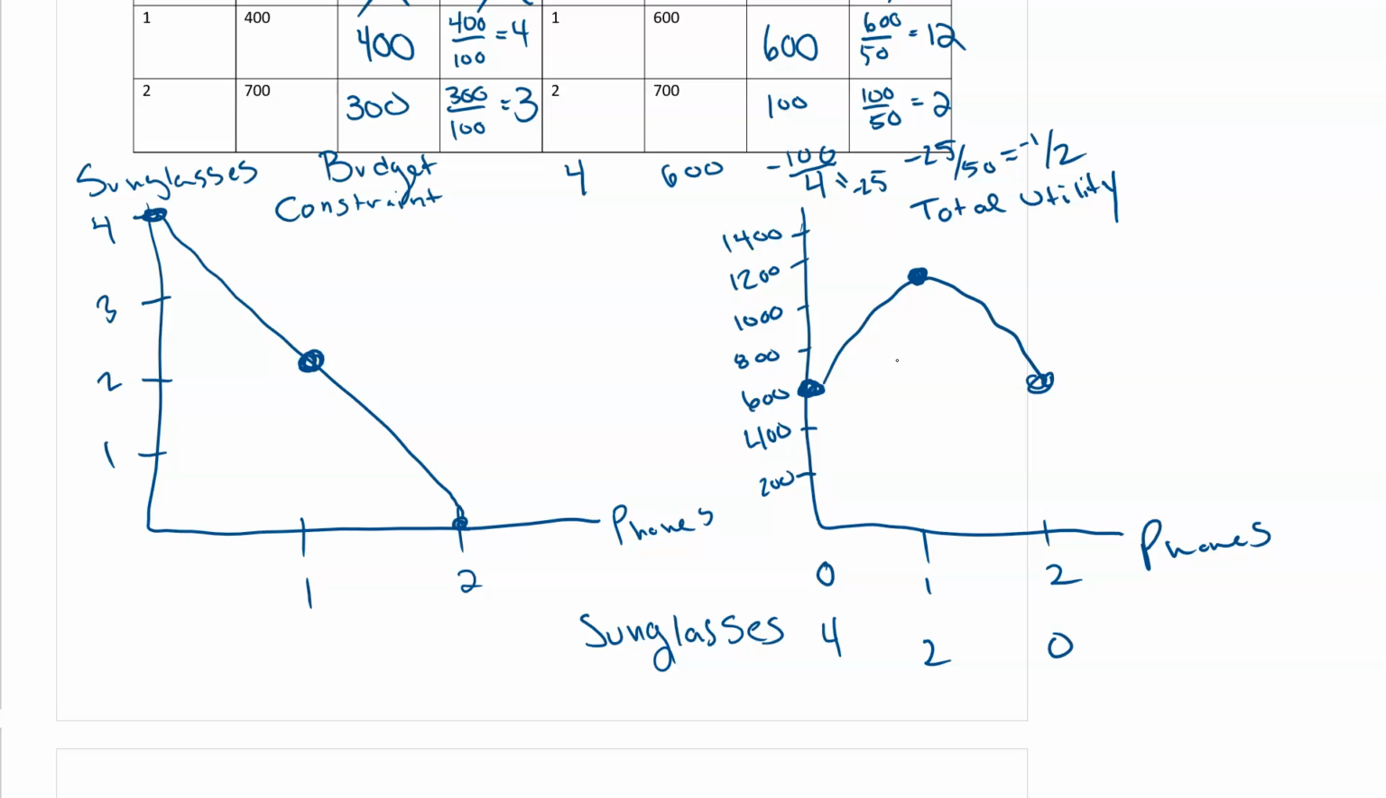All right, so we're gonna consume at the last spot where we have a marginal utility that's greater than or equal to 0. So the last spot where this graph is increasing would be here. So we're gonna buy one phone and 2 sunglasses.